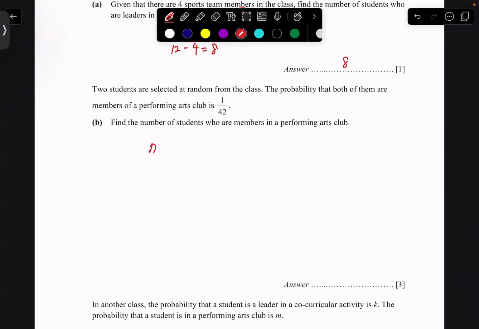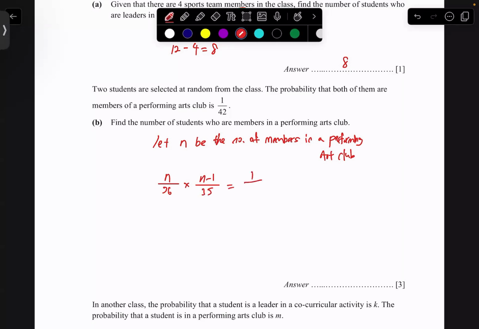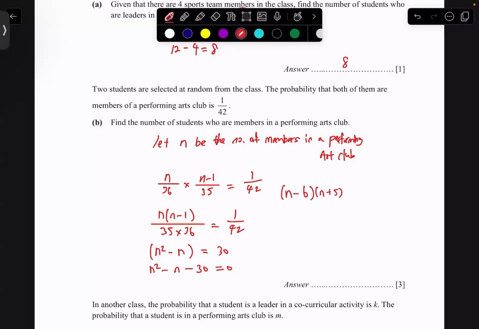Okay, let n be the number of members. So we have n over 26 multiplied by n minus 1 over 25 equals 1 over 5. So that's 1 over 5 times 26 equals 1. So we have n squared equals 25 times 26. n minus 6, n plus 5.